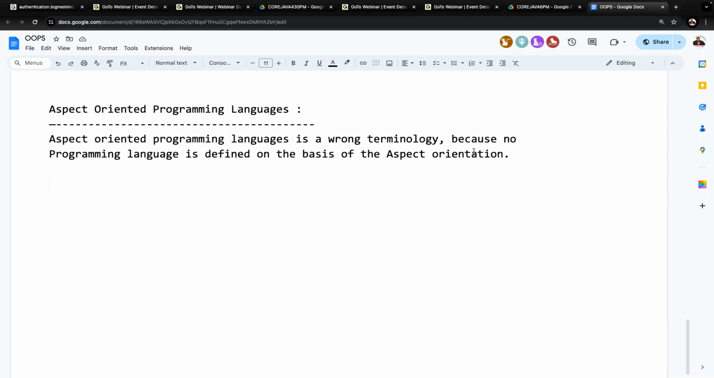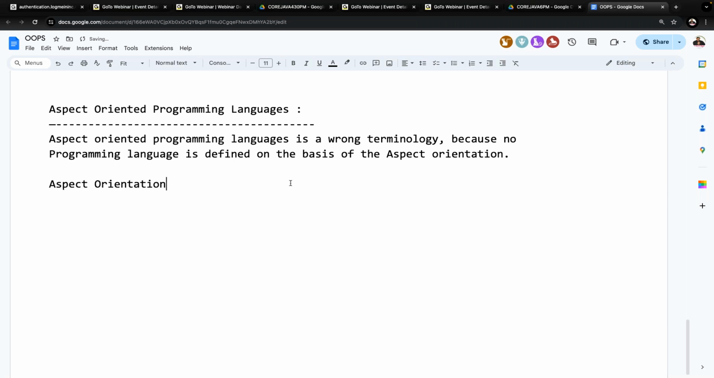Remember this point. Clear? Aspect oriented programming languages is a wrong terminology. Understood that. But what is the right terminology? Aspect orientation is the right terminology. What is this aspect orientation?